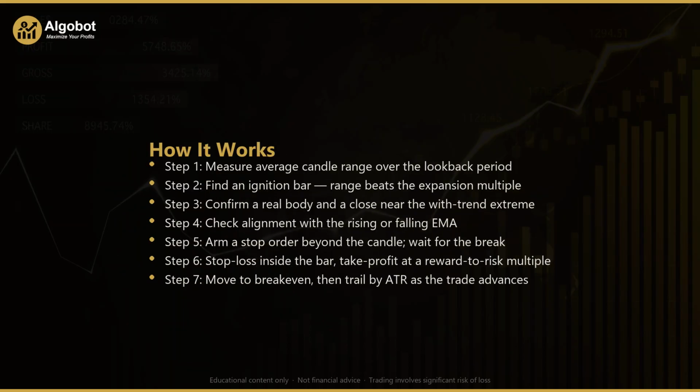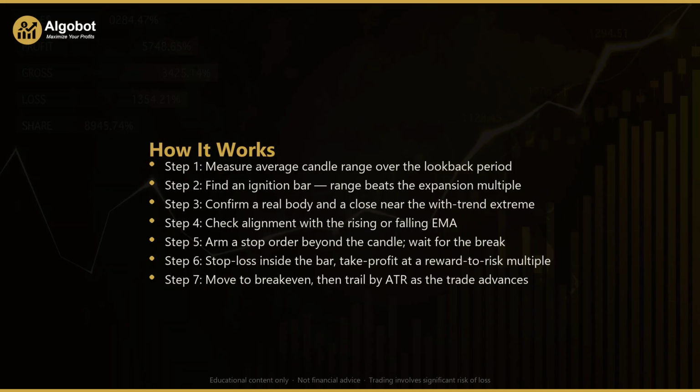Let's walk through the exact logic, step by step. After each candle closes, the strategy first measures the average range of the recent bars, using the average range period parameter, which defaults to 14. It then examines the candle that just closed and asks whether its range is at least the expansion multiple times that average. The default multiple is 1.8, so the candle has to be nearly twice the size of the recent norm to qualify as expansion.